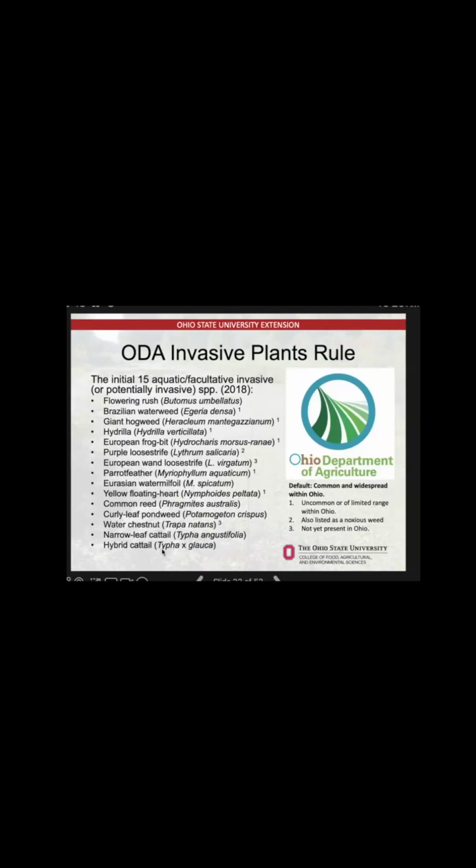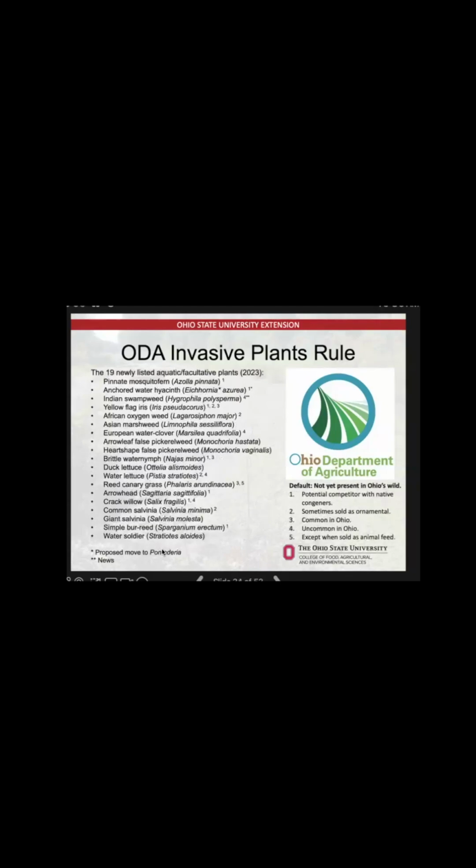But then in 2023, we proposed a very substantial revision and added a lot of species, and to my surprise, there wasn't any kickback on any of them, including some things that were really popular ornamentals like yellow iris, right? So here's the 2023 revision, again with only the wetland and aquatic species listed here.